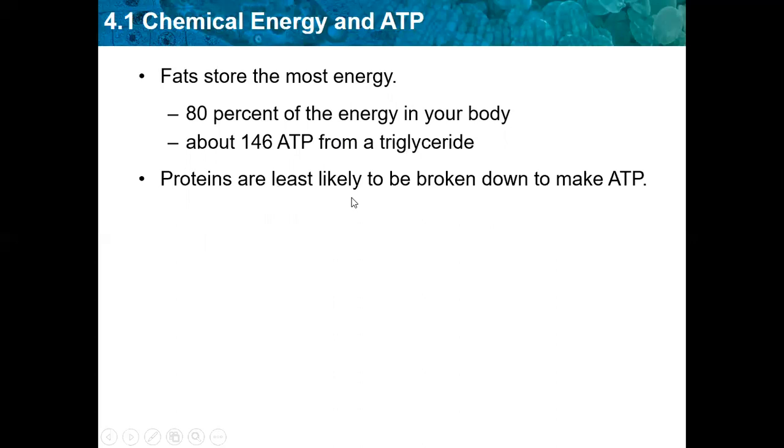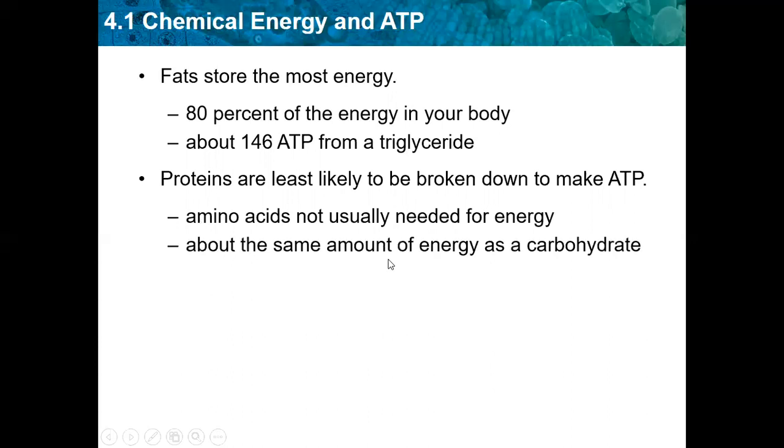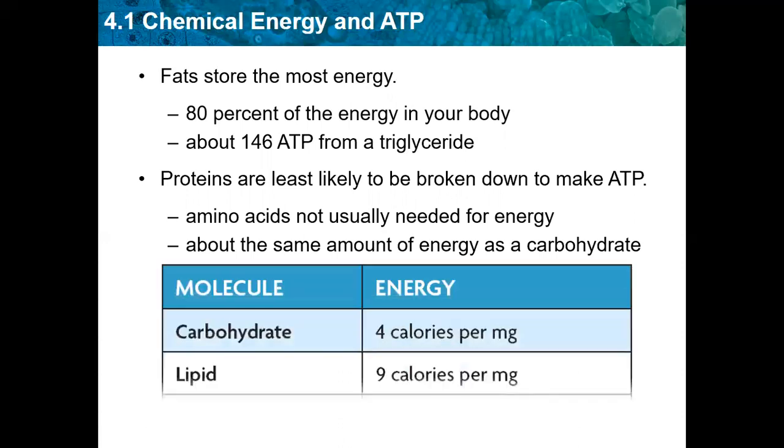Proteins are least likely to be broken down to form ATP. Why? Because they don't have much energy in them. Amino acids are not usually needed for energy. They're only needed for the building of the body, to form new cells in the body. So that's what we use amino acids for. Protein has about the same amount of energy as carbohydrate. So one molecule of protein is going to produce how many ATP? 36. That's very good of you.